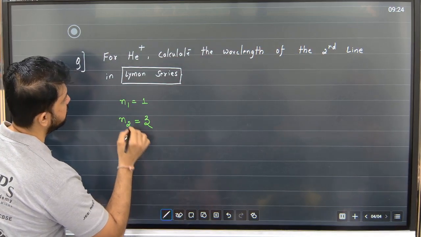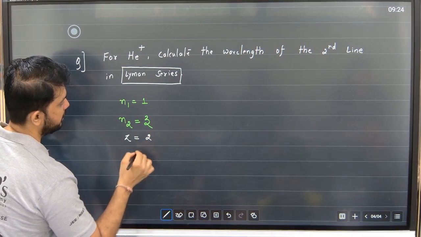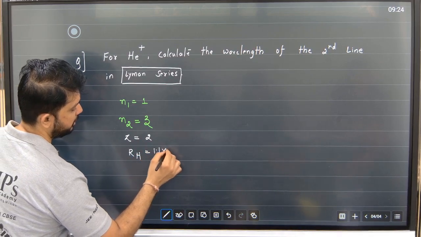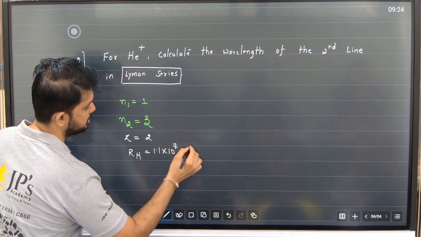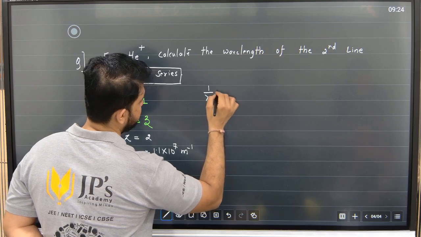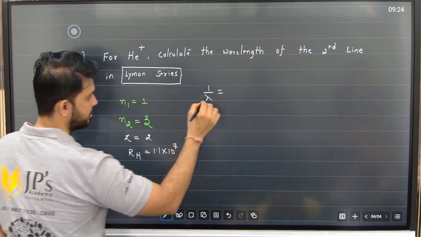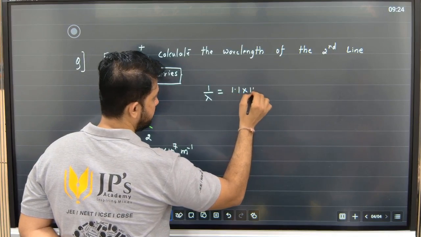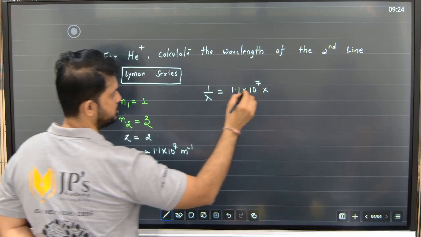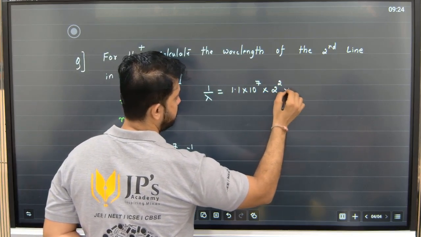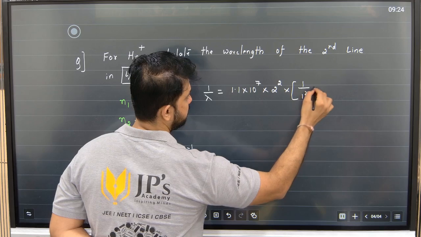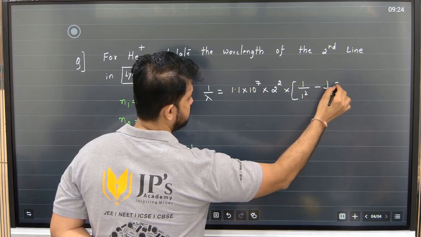Nothing different. The value of Z, since it is helium, we'll take as 2. RH is 1.1 into 10 raised to 7 meter inverse. The wave number formula, or wavelength, is 1 upon lambda. Now let's directly substitute. So this will be 1.1 into 10 raised to 7 into 2 squared, since helium is given, into 1 over 1 squared minus 1 over 3 squared.